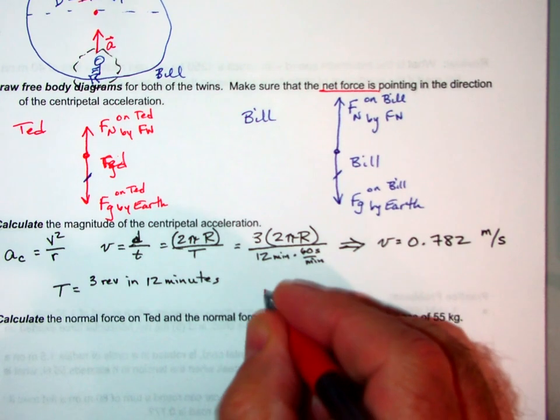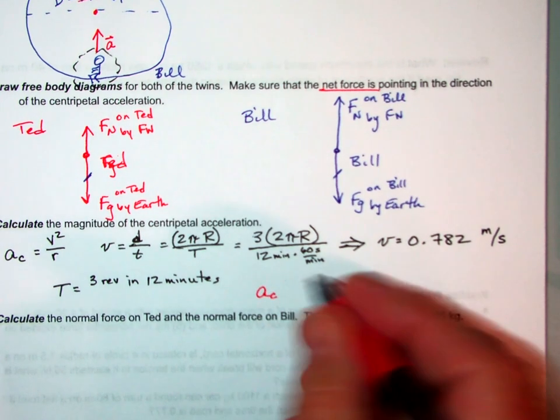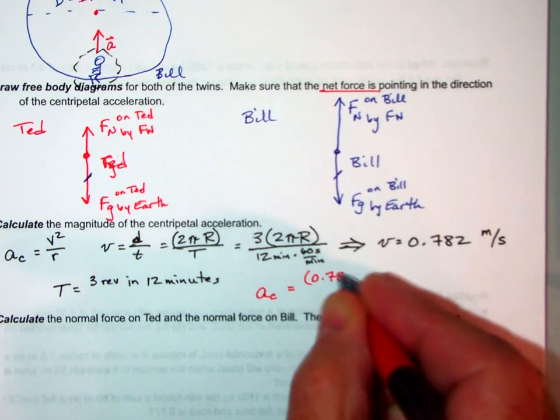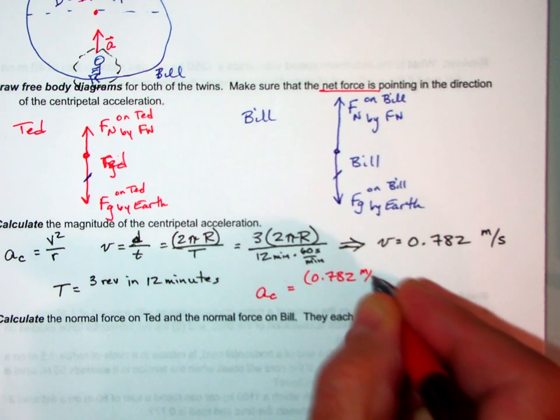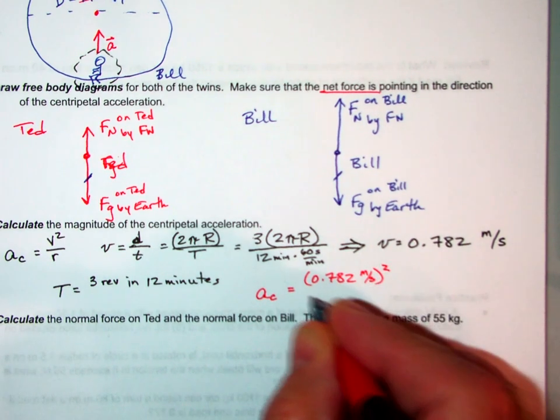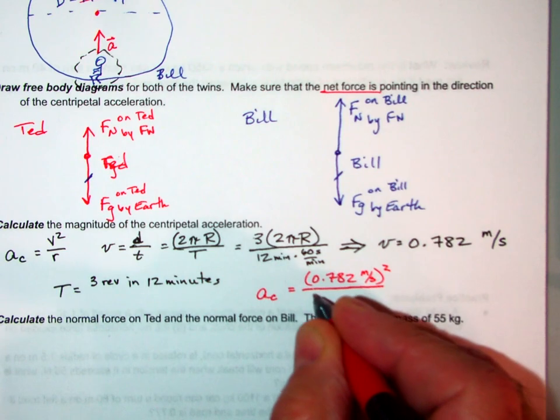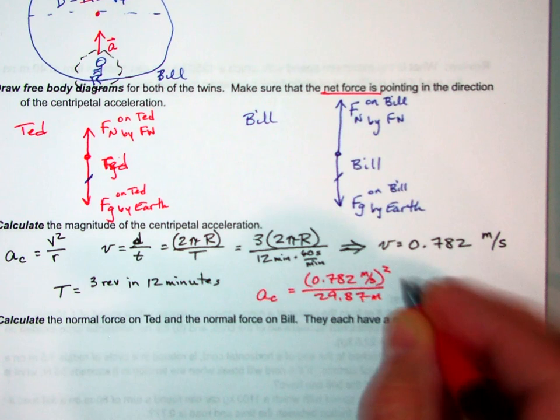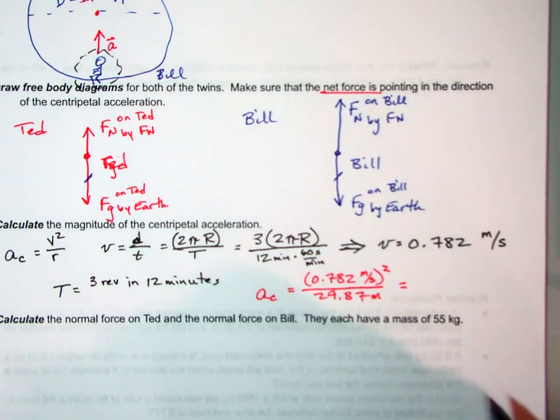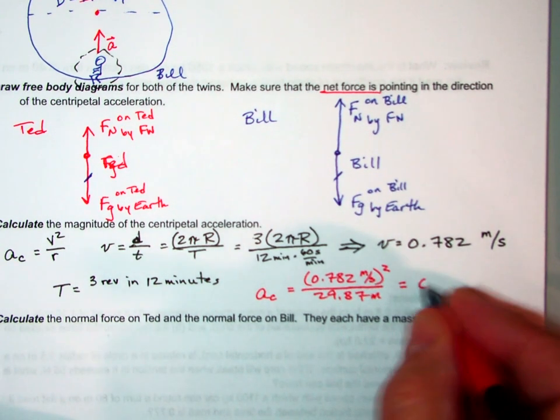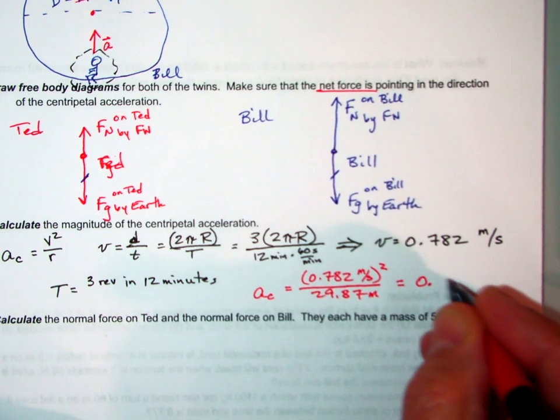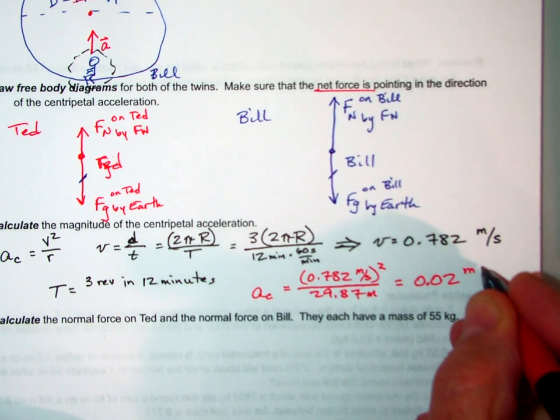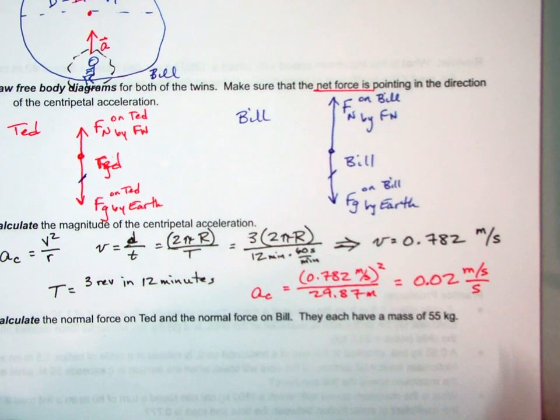Centripetal acceleration then, a sub c is equal to 0.782 meters per second squared divided by 29.87 meters, and this gives a centripetal acceleration of 0.02 meters per second squared.